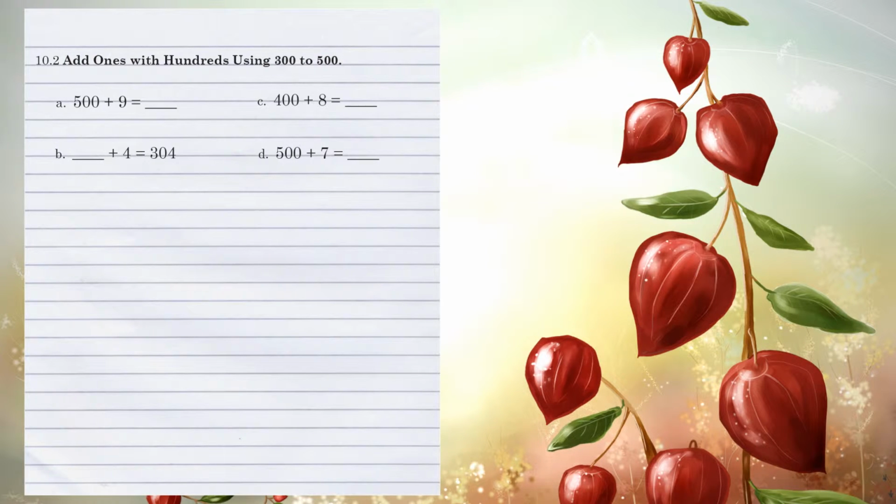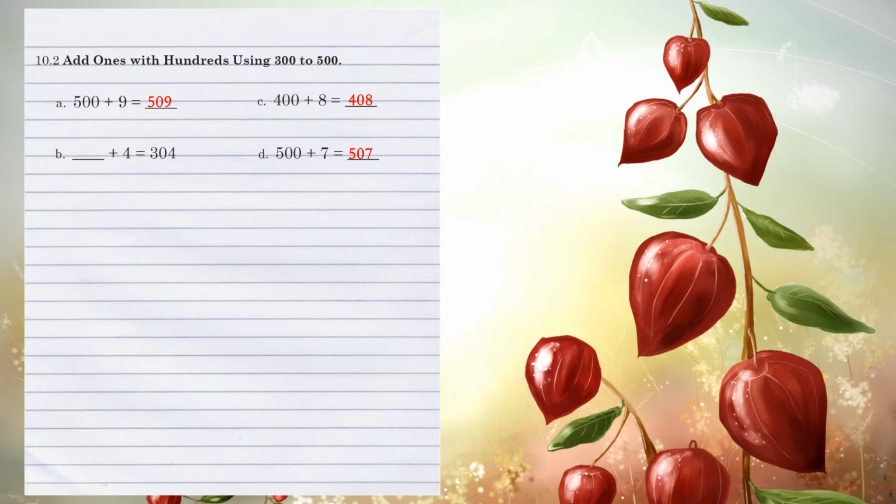Unit 10.2. Add ones with hundreds using 300 to 500. Example A. 500 plus 9. In the ones position, we're adding 0 and 9 for an answer of 9. In the tens and hundreds position, there's nothing to combine, so we're just going to bring that 50 over for a final answer of 509.